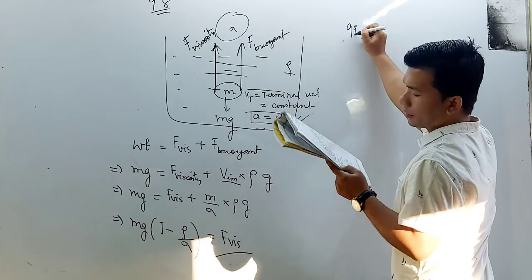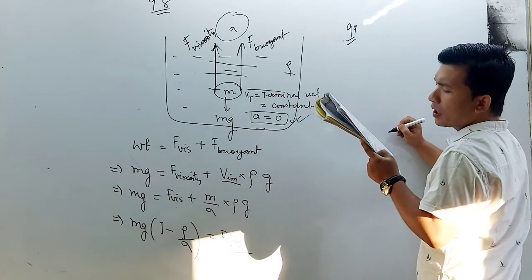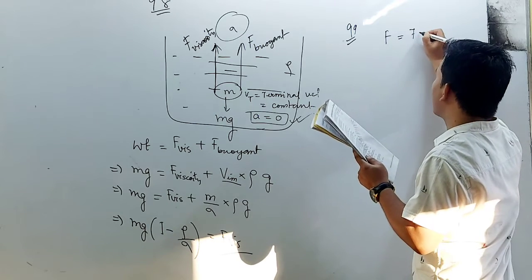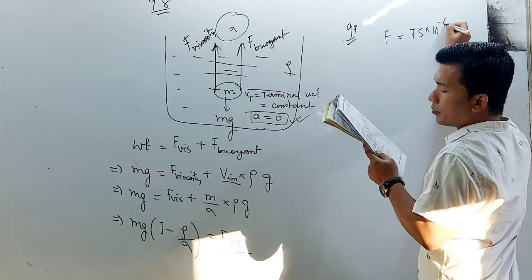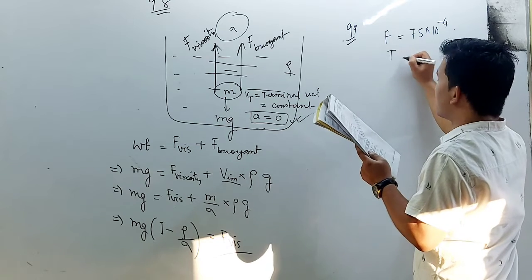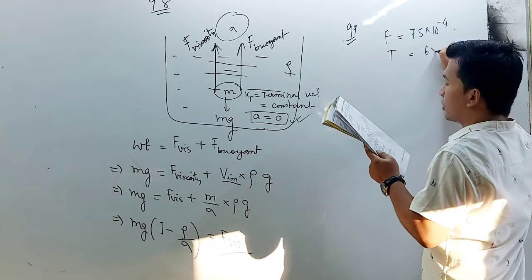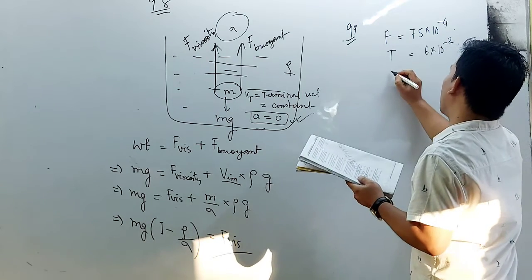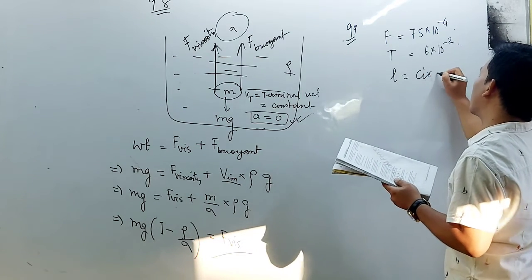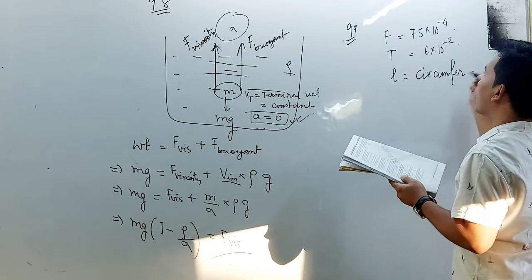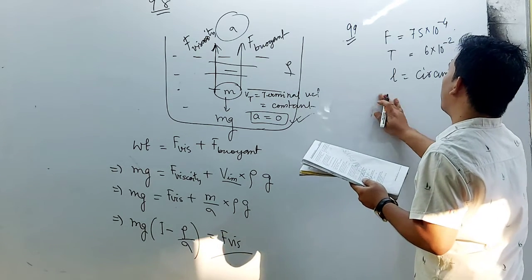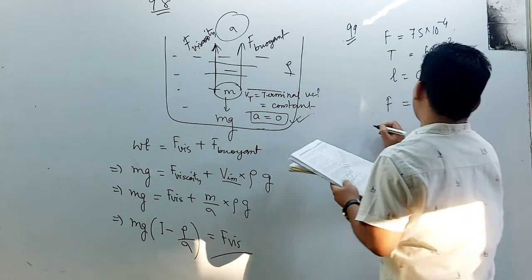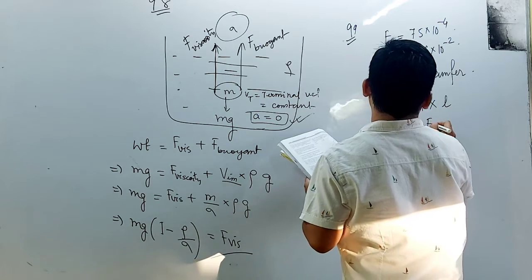Question 99. Here F is equal to what is the force? The force is given as 75 into 10 to the power minus 4 N. And what about surface tension? Surface tension is given as 6 into 10 to the power minus 2. And L is the inner circumference of the capillary. Here, force will be equal to surface tension into length L. So length L will be equal to F divided by T.